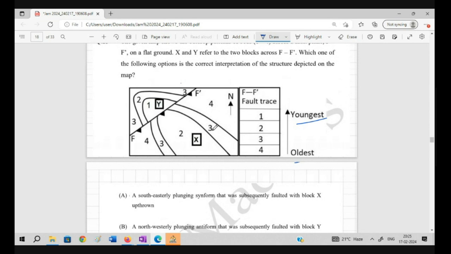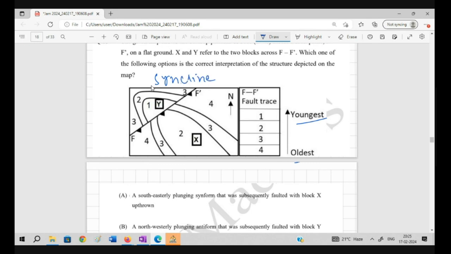The youngest one? Yes or no? Bed 1 is at the center or the core, and bed 4 is away from the core. That is the oldest one away from the core, and the youngest one is towards the core. Then according to this structure, it should be a syncline. Yes or no? Yes sir, syncline.